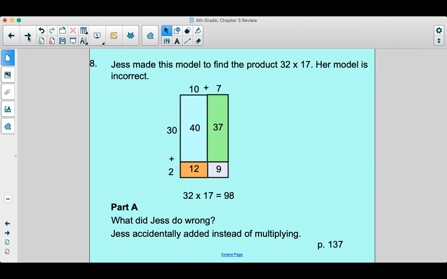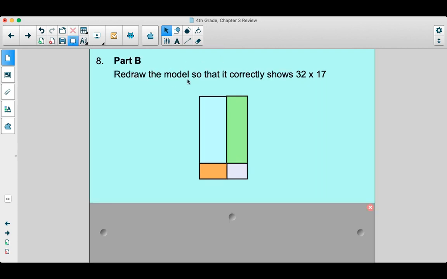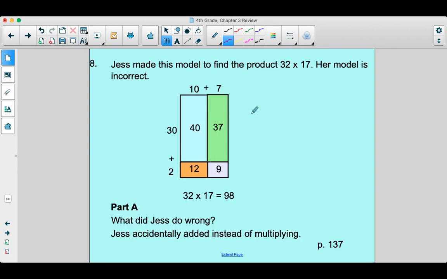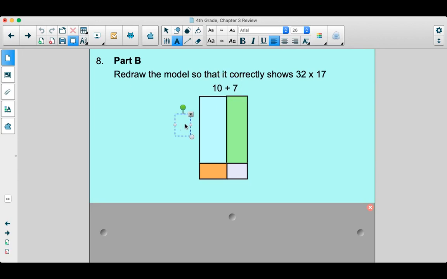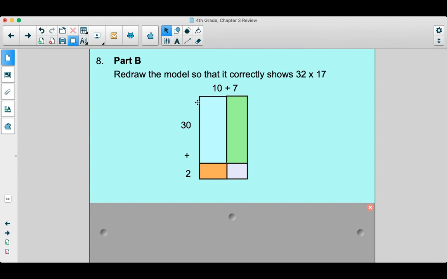All right, so part B is related to this. It says redraw the model so that it correctly shows 32 times 17. We already know, let's go back here for a second, she got the 10 and the 7, the 30 and the 2 correct, right? So we may as well just put those back on. 10 plus 7, and then 30 plus 2. That was set up correctly. But we've got to make sure that we get the correct partial products inside.